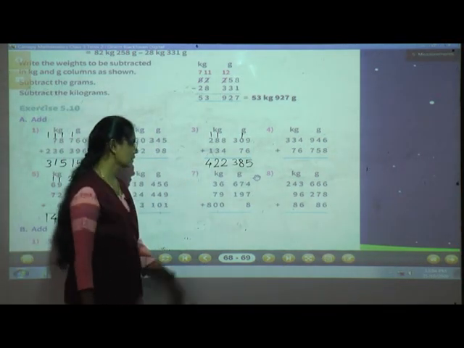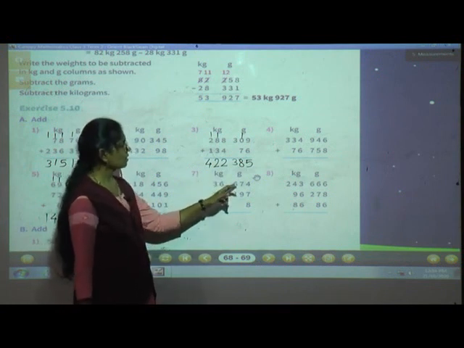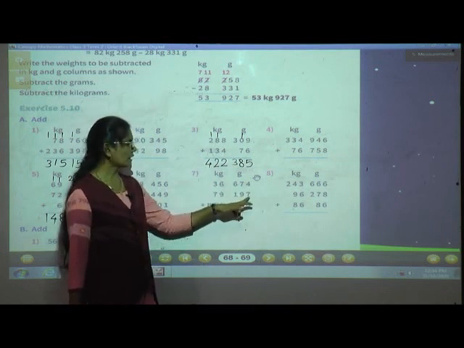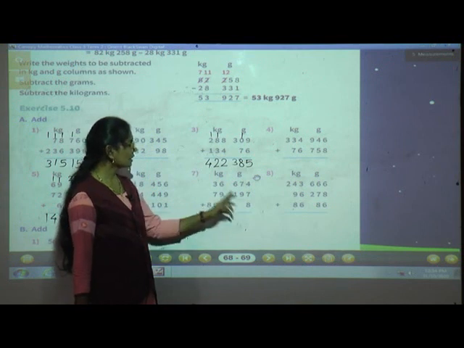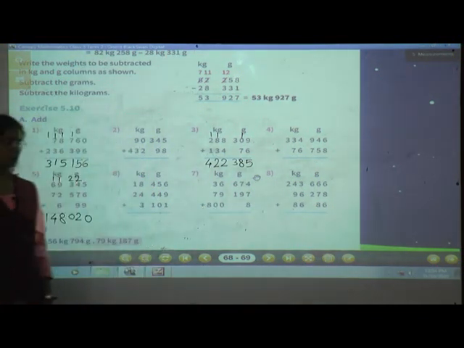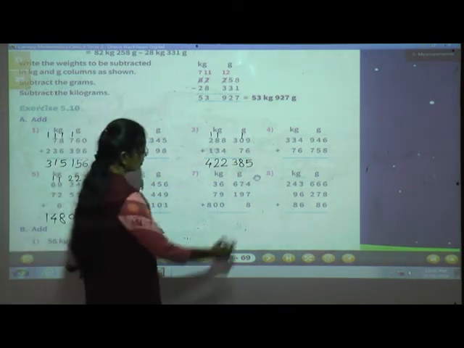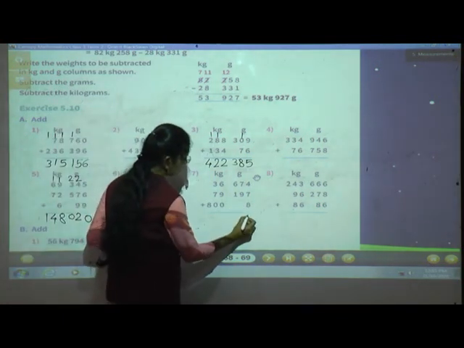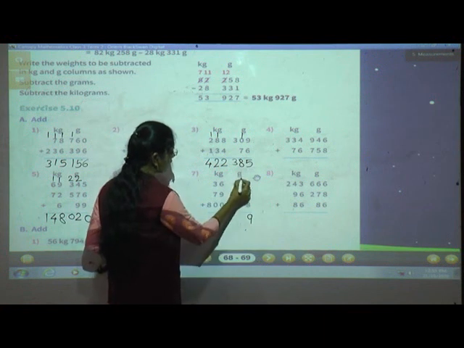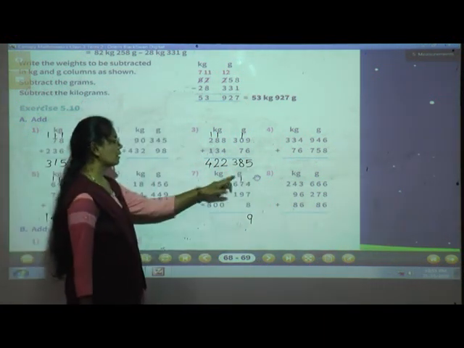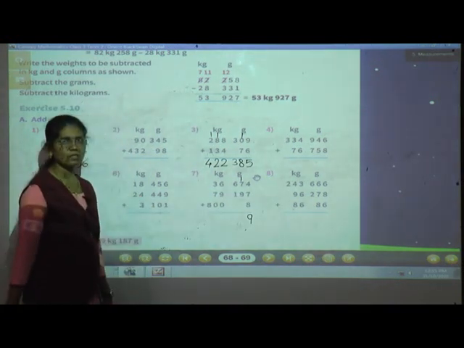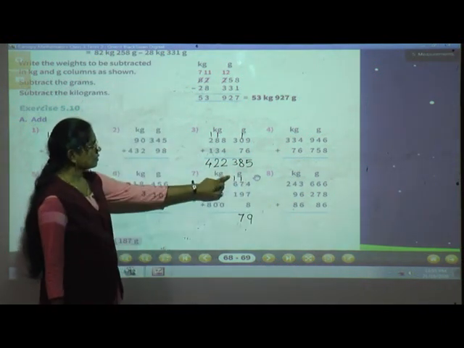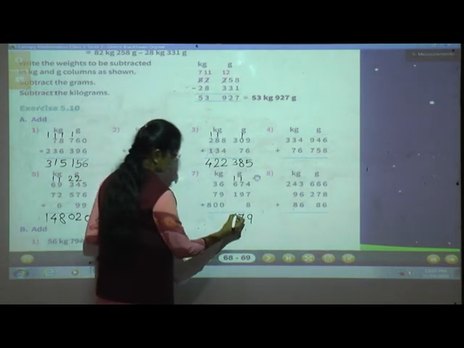The seventh number. Read the numbers. 36 kilogram 674 grams, 79 kilogram 197 grams plus 800 kilogram and 8 grams. Okay. Now add these 3 numbers. 4 plus 7, 11, then 11 plus 8, 19. So here we'll write 9 and 1 carry. Okay, then 1 plus 7, 8, 8 plus 9, 17. So here what will we write? 7 and 1 carry. Then 1 plus 6, 7, 7 plus 1, 8.